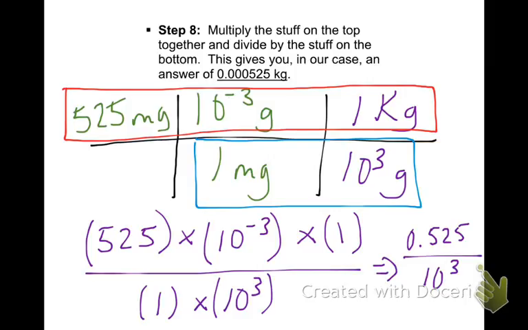And when we do that calculation, we're going to wind up with, not in scientific notation, of course, 0.000525, or if you want to put that into scientific notation, it's just simply 5.25 times 10 to the negative fourth kilograms. Okay, so that is how multiple metric conversions work.